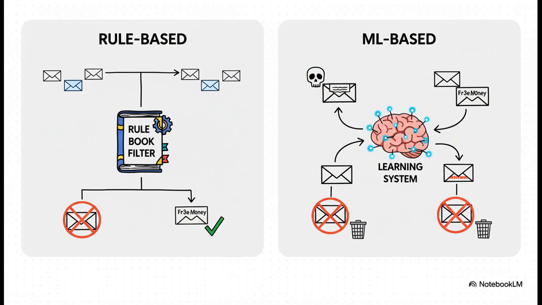Now, the old way of doing this was totally rule-based. A programmer would literally sit down and write a rule. Something like, hey, if an email has the words free money, it's spam. Simple, right? But of course, spammers get clever. They change their tactics. The machine learning way of doing this is, well, it's a whole different ballgame.